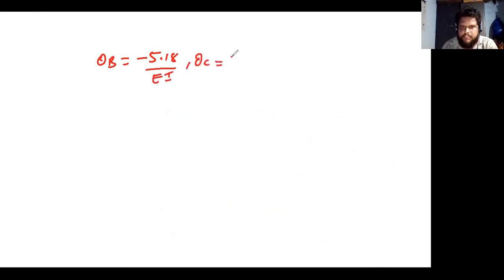So this theta c is 6.924 by EI. What is theta d? Theta d is again minus 14.01 by EI. Okay, so now what you do is you directly take these equations and substitute in the file.